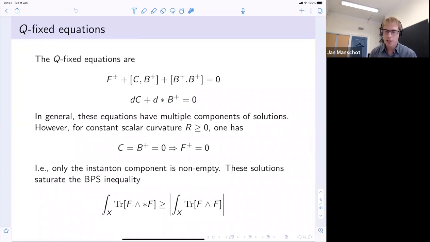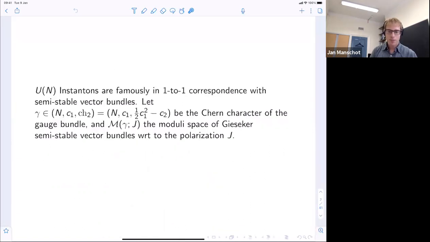However, if there's a constant scalar curvature R larger or equal to 0, then one can show that there is a vanishing theorem, and the C and the B field are equal to 0, which then implies that F plus is equal to 0. Okay, so this holds for the Fano manifolds and for the K3 surface, for example. And in this case, only the instanton component is non-empty, and these solutions saturate the famous BPS inequality, but they have a lower bound on their action. Okay. So yeah, just to mention that the U(N) instantons famously have a one-to-one correspondence with semi-stable vector bundles.